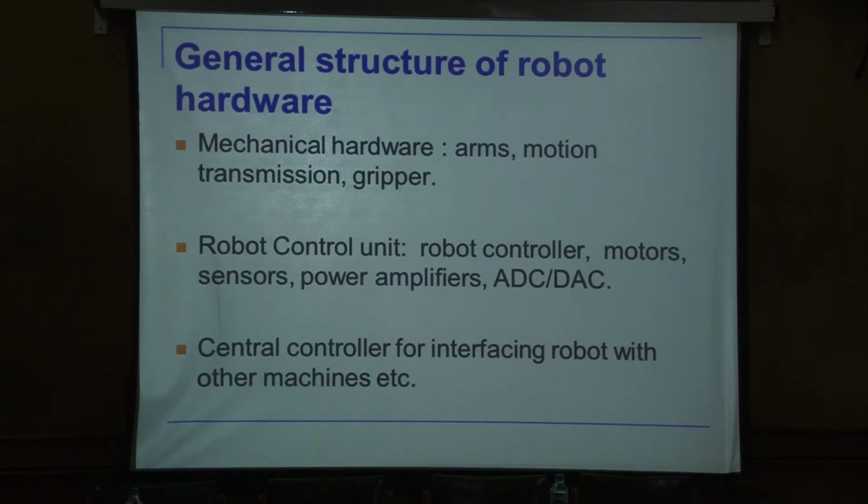A lot of the data in the real world is analog, so it has to be converted to digital before the robot can read it. So the robot would also have ADCs, DACs. It can also have other signal conditioning systems. All of this comes as a part of the robot controller. Then there is a central controller for interfacing the robot with other machines. The part of the central controller is essentially communication with other machines. So the robot's general structure would consist of all these three units in one box.